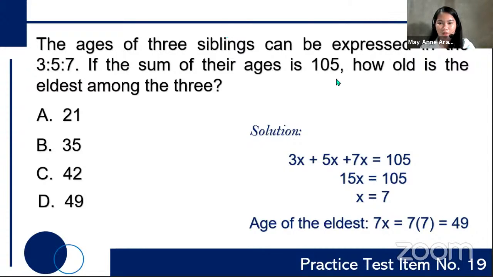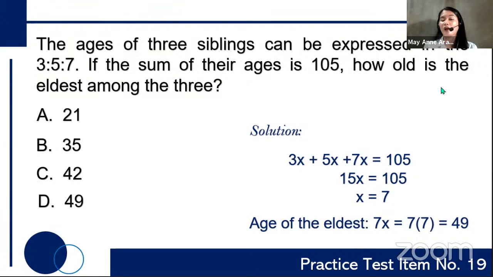B, 35. The eldest, diba? So, yung middle. So, you have 49. The answer is 49. Bakit B yung sagot nyo? Most of you ay B. Ha? Oh, let us check. 21 plus 35 plus 49. Yeah, 105. Oh, the age of the eldest is 49. Take note of the word there, yung eldest ha. So, automatic yun yung 7, yung 7 times the value of x. Ganun lang naman yun eh.